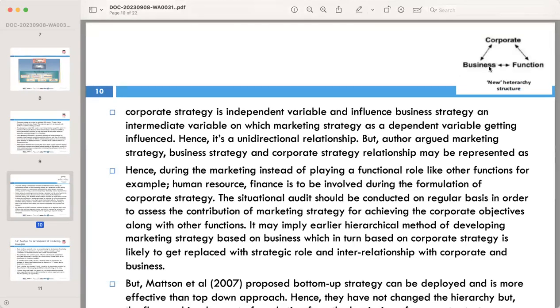So corporate, business, and function: a new hierarchy structure. Corporate strategy is the independent variable and influences business strategy, the intermediate variable, on which marketing strategy, the dependent variable, is influenced. Hence, it is a unidirectional relationship, but the author argued that the marketing strategy, business strategy, and corporate strategy relationship may be represented differently.